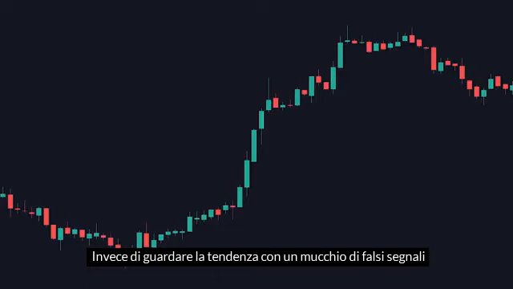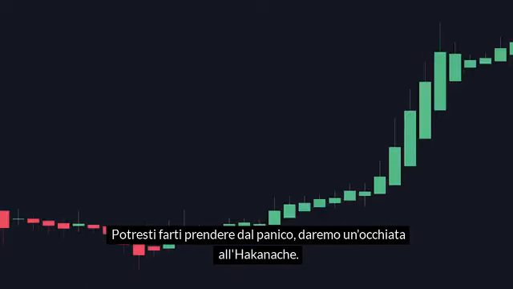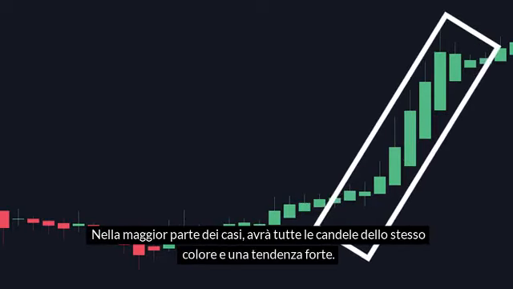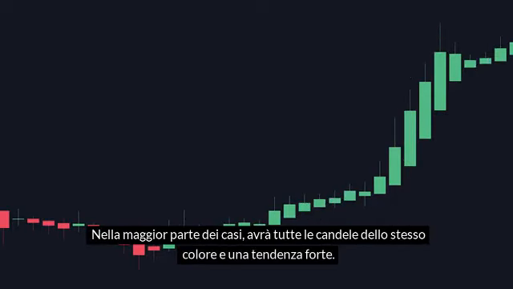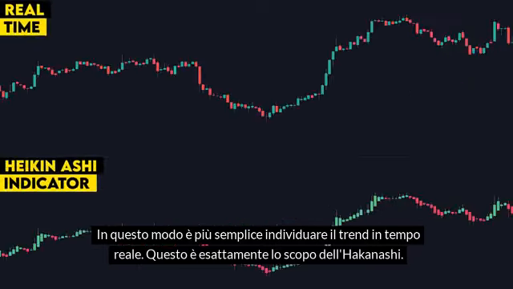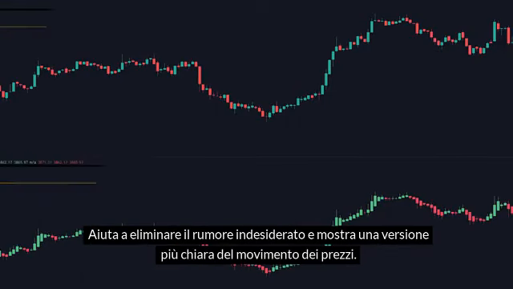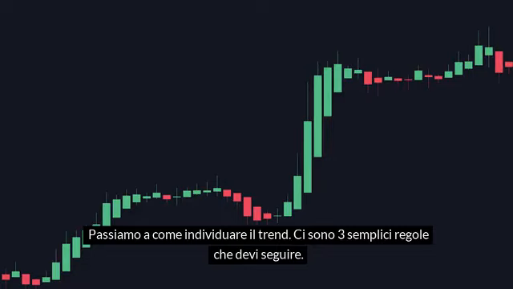Instead of looking at this trend with a bunch of false signals that may get you to panic sell, we're going to be looking at the Heikin Ashi. In most cases, it'll have all the same color candlesticks and a strong trend. This way, it's easier to identify the trend in real time. That's exactly what the Heikin Ashi is for. It helps eliminate unwanted noise and shows a clearer version of the price movement. Let's move on to how to identify the trend.